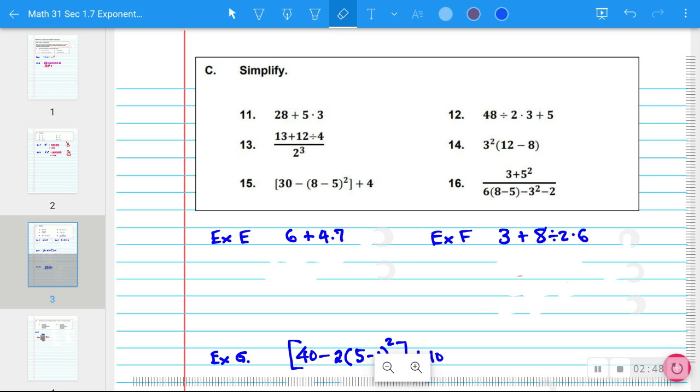Okay, this third section here, section C, is all about order of operations. And this is probably the most important part of this chapter. If you don't master this, you'll have trouble in math.